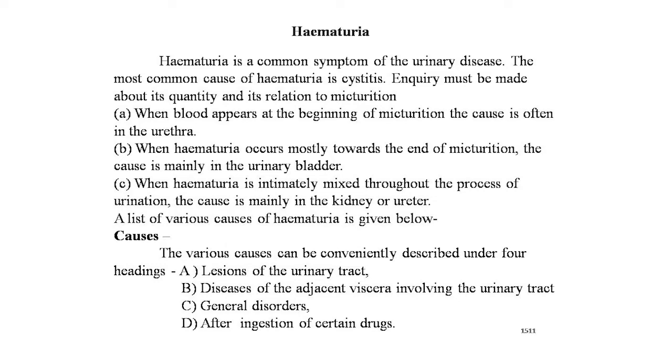A list of the various causes of the haematuria is given below. First is the causes. The various causes can be conveniently described under four headings. First is the lesions of the urinary tract. Second, diseases of the adjacent viscera involving the urinary tract. Third is the general disorders. And fourth is the after ingestion of the certain drugs.